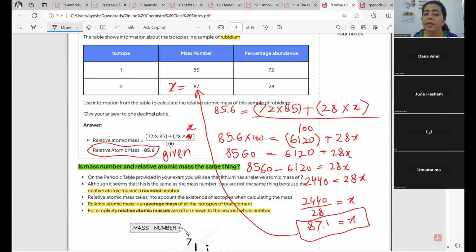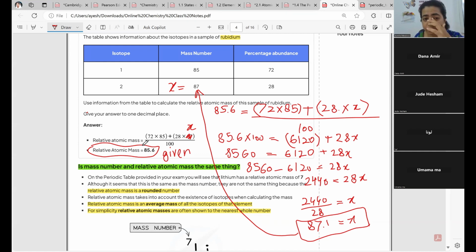So they can make one of the numbers missing and give you the relative atomic mass. Then you can just rearrange the formula and find the missing number. Or maybe they can give you this table and ask you to find the relative atomic mass. Both ways the question can come.